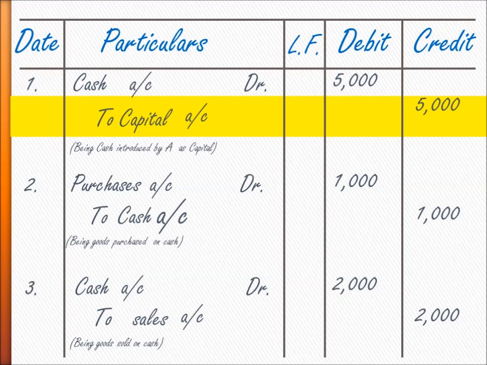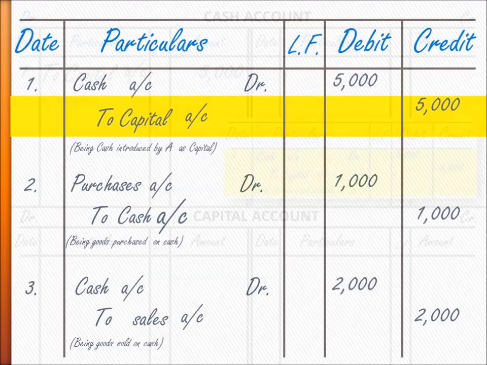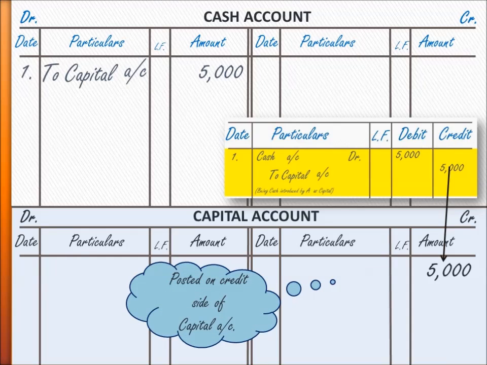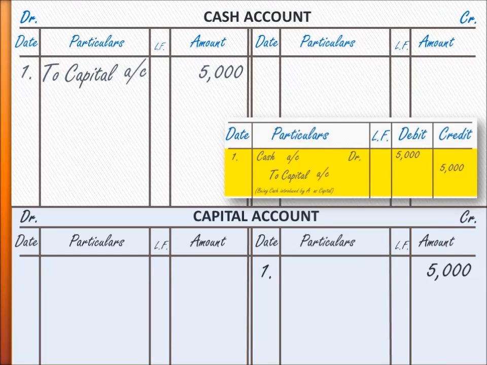Now, the next part of the transaction is to capital account, rupees 5,000. It means credit capital account by rupees 5,000. Credit capital account means write down rupees 5,000 on the credit side of capital account. So come to the capital account and on the credit side, write down 5,000 rupees on the basis of the journal entry. What does it mean? In the journal entry, capital account was credited by rupees 5,000 and we have done the same thing. We have credited capital account, means we have posted on the credit side of the capital account rupees 5,000. And the date will be 1 because the transaction number is 1.